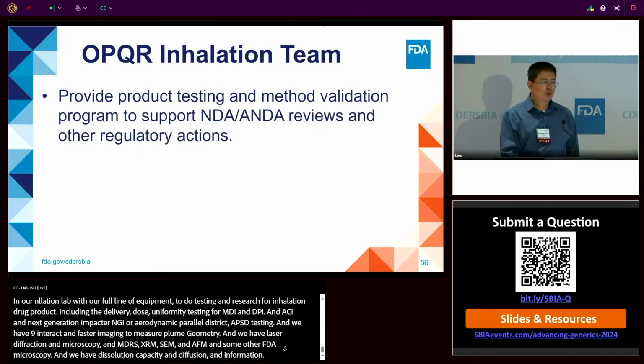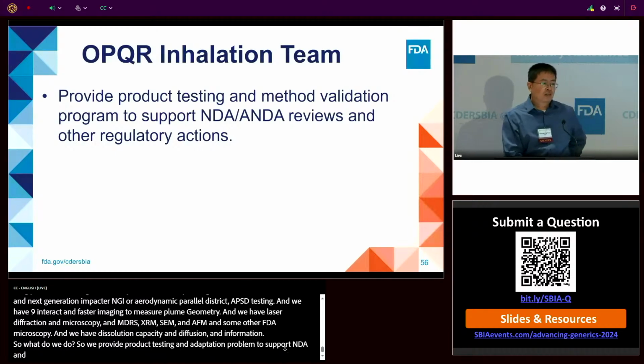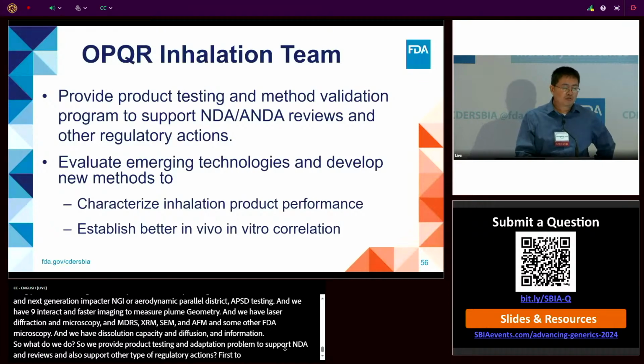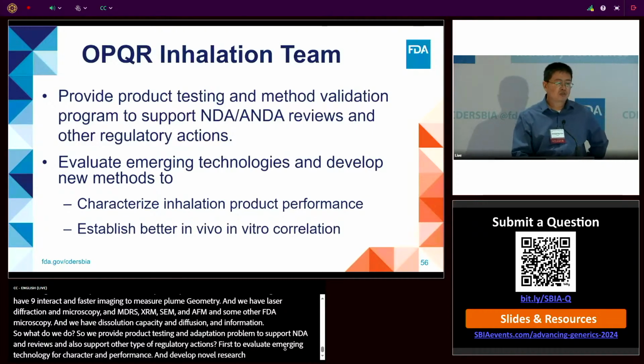So what do we do at the OPQR labs? First, we support regulatory actions. We provide product testing and a method validation program to support NDA and ANDA reviews, and also other types of regulatory actions. And we also conduct proactive research, first to evaluate emerging technologies for characterizing inhalation product performance. And we're also involved in developing novel methods to establish better in vivo in vitro correlations.